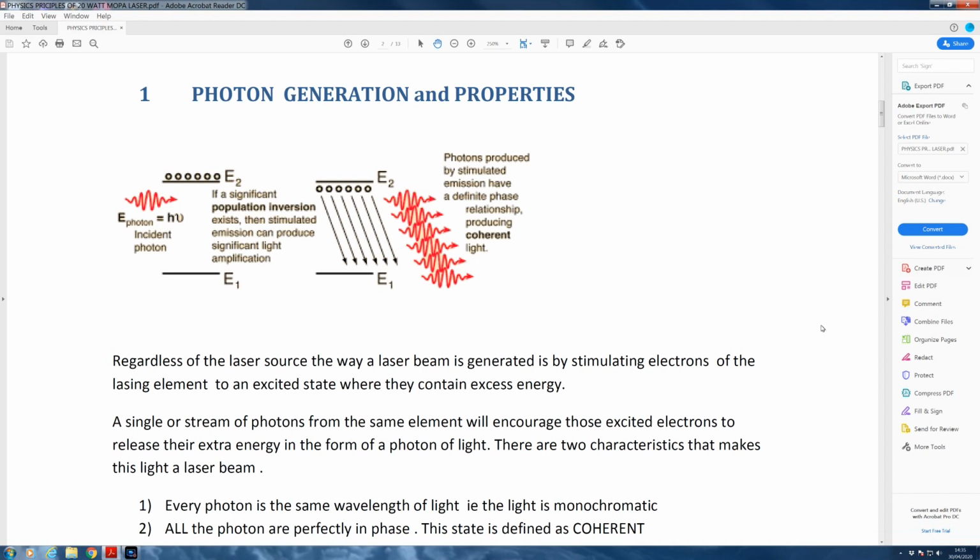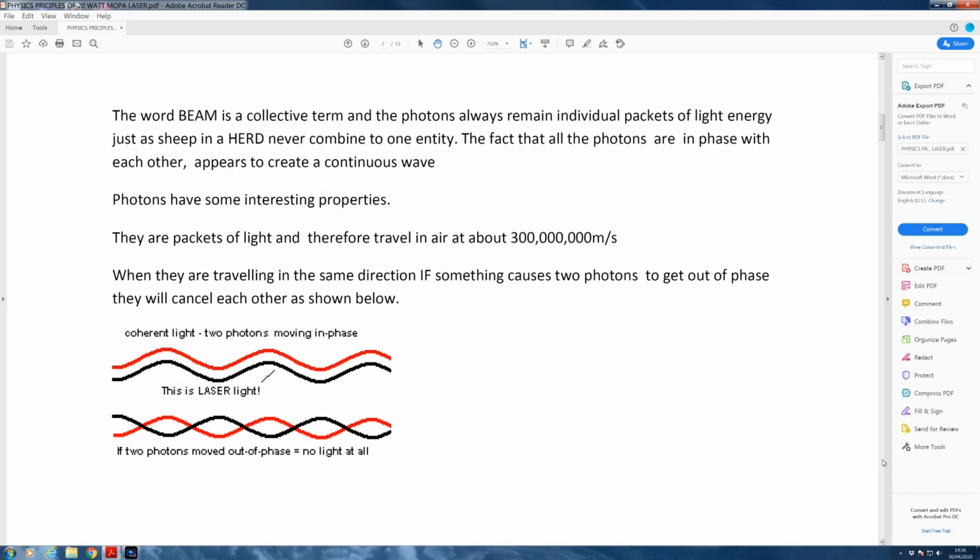You can pause the video and read what it says. I come across this concept that a beam of these photons is a collective term. And even though the photons remain individual little packets of energy, just like sheep in a herd, they can never be one big sheep. They are just a herd. It can be persuaded as an entity to move in different directions.